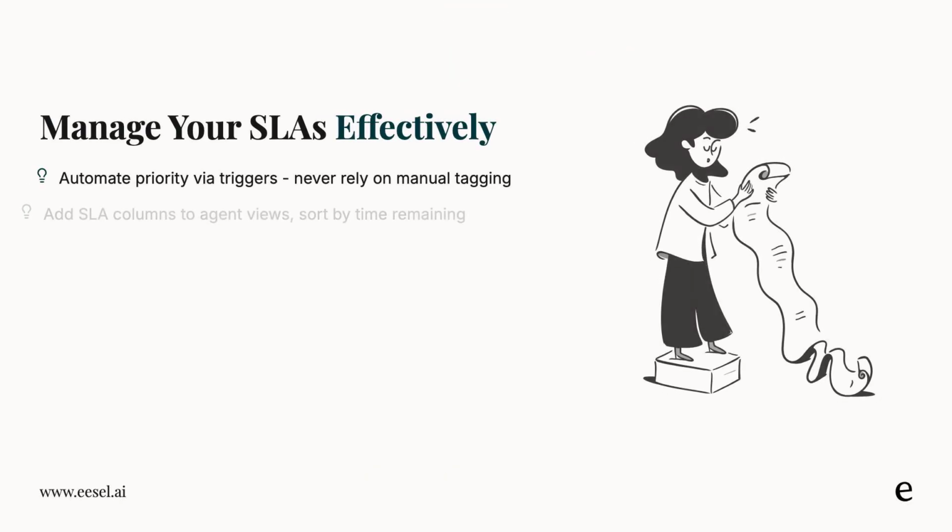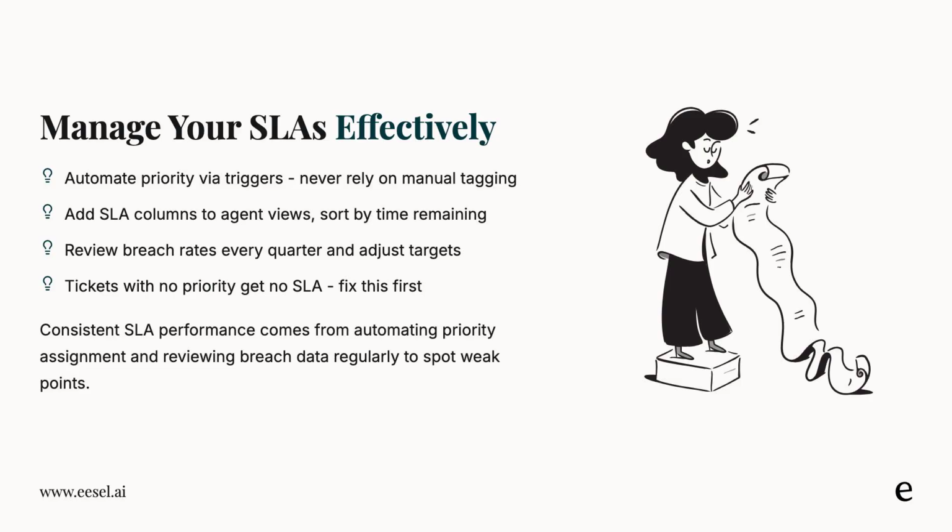Once your policies are live, a few habits will make them work much better. First, use a trigger to automatically set ticket priority on every new ticket, because any ticket without a priority gets no SLA at all. Also add SLA columns to your agent views, so your team always sees which tickets are closest to breaching, and review your breach rates every quarter to adjust targets as your team grows.